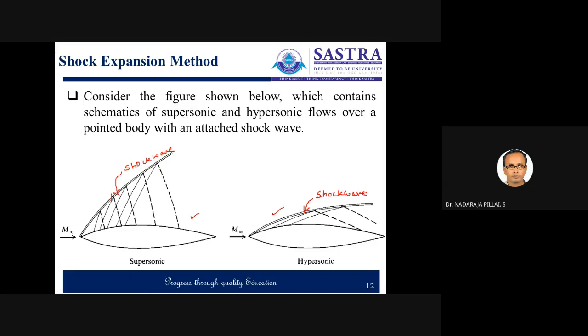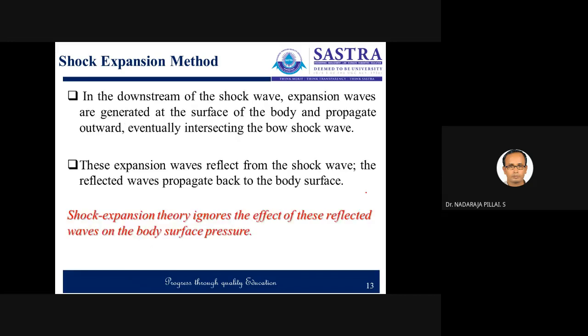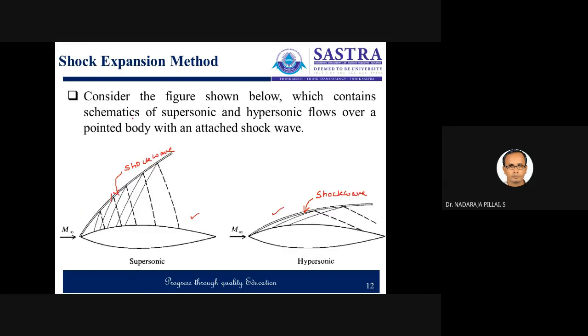Right. Now, in the downstream of the shock wave, expansion waves are generated at the surface of the body, and they propagate outwards, right? And eventually intersect the bow shock wave, right? So these expansion waves reflect on the shock wave, and they also hit the body surface, correct?